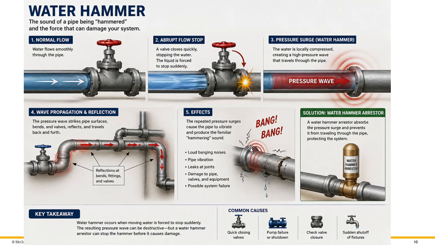The basic sequence is normal flow, abrupt stop, pressure wave formation, wave reflection, vibration, and possible damage. Even though water is usually treated as incompressible, water hammer reminds us that liquids do compress slightly, especially during rapid pressure changes. Water hammer can damage pipes, valves, fittings, and equipment. This is why piping systems may need slow closing valves, surge tanks, or water hammer arresters. So a typical water hammer arrester is shown here.